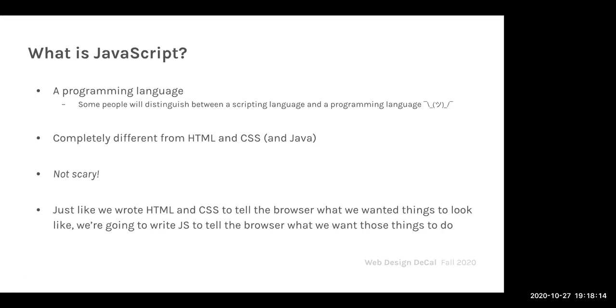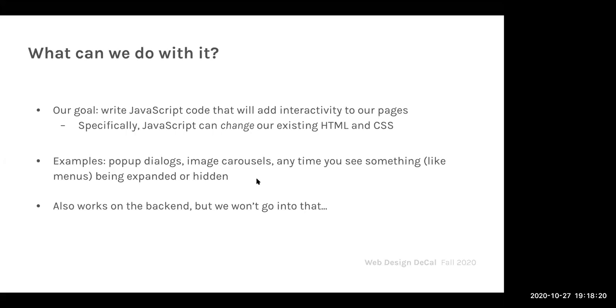we're going to use JavaScript to tell the browser what we want the browser to basically do. But what does that exactly mean? What can we do with it? So our goal with writing JavaScript code is to add interactivity to our pages.